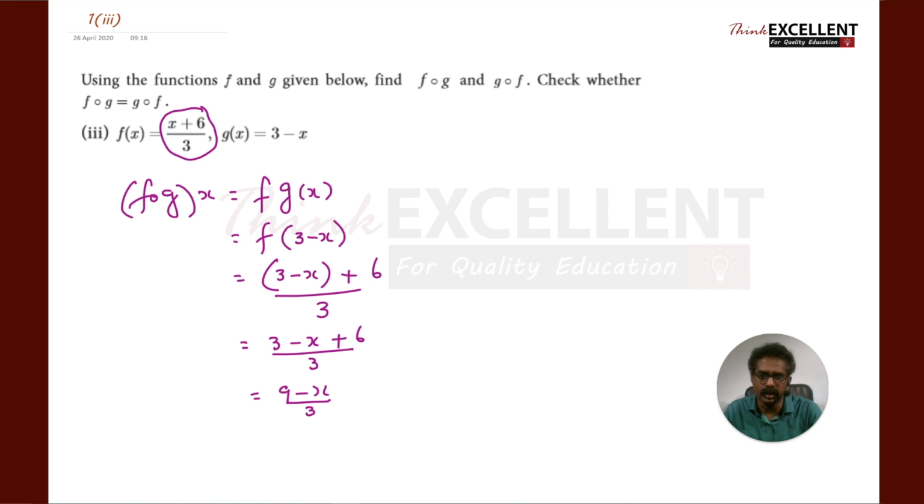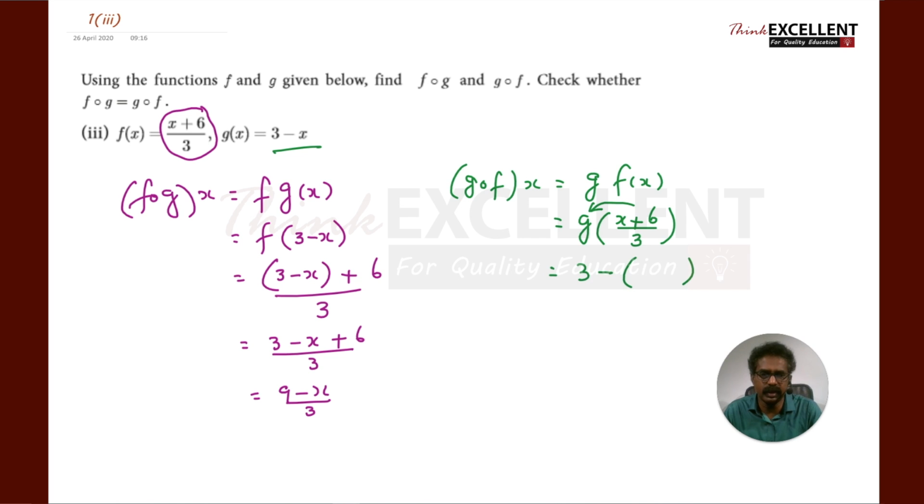Also, we have to find G composition F. Okay, so we find G composition F of X, which can be written as G of F of X. That is G of, what is F of X? F of X is X plus 6 by 3, right? Just substitute the value, X plus 6 by 3. Now, very important step: this value you substitute in G. So see, what is G here? G is 3 minus X. Instead of X, give the value. What is the value? X plus 6 by 3.